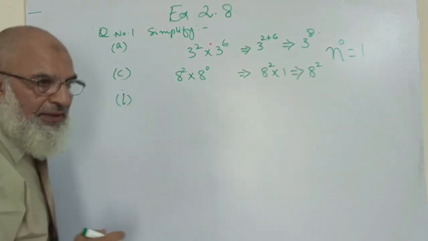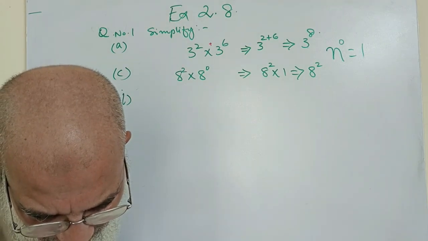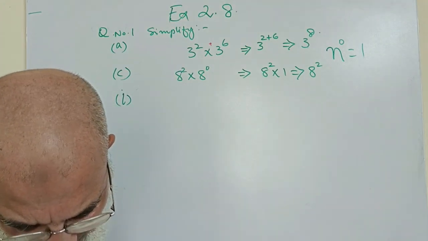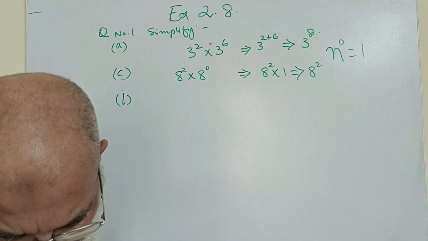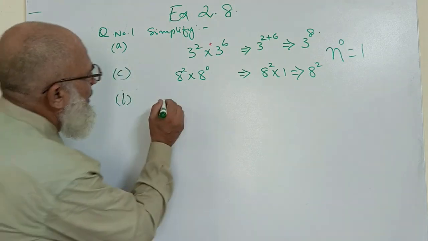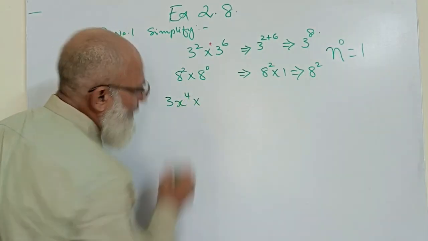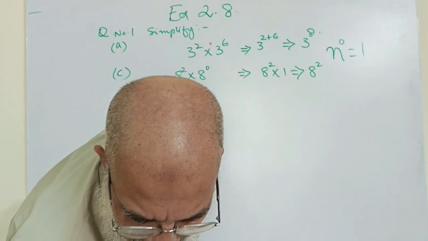I'm just skipping some parts. You can do it by yourself because these are very easy and need not be done over here. That part I is 3x4 multiplied by 2x cube.